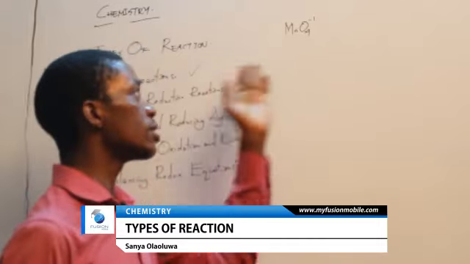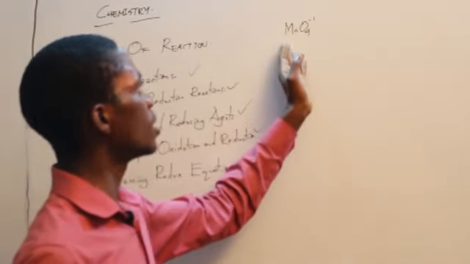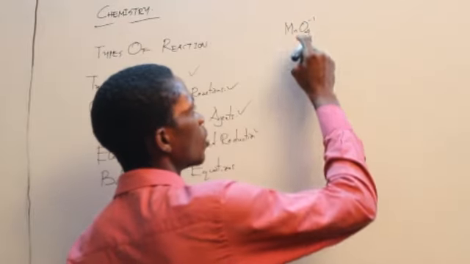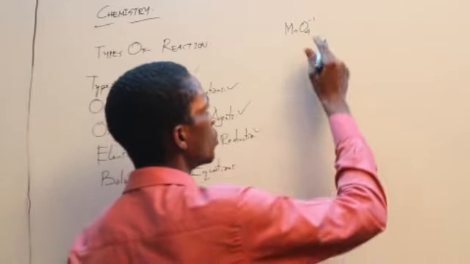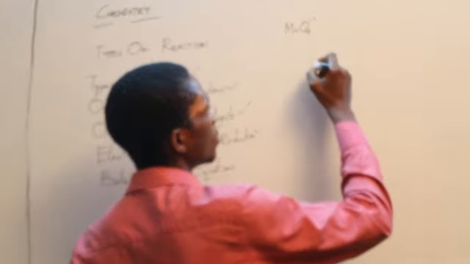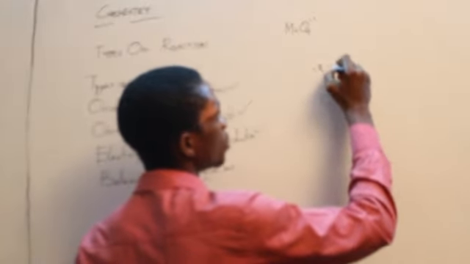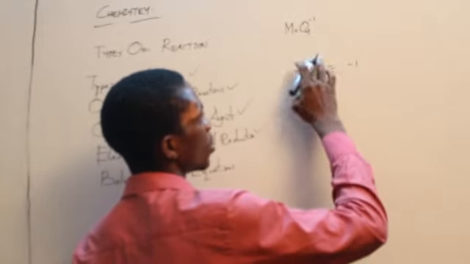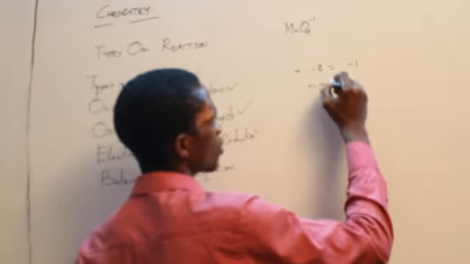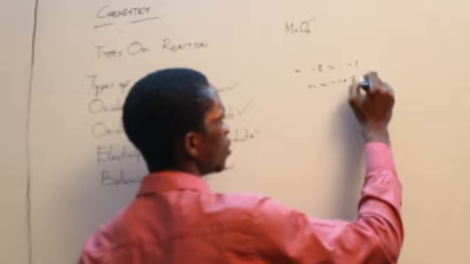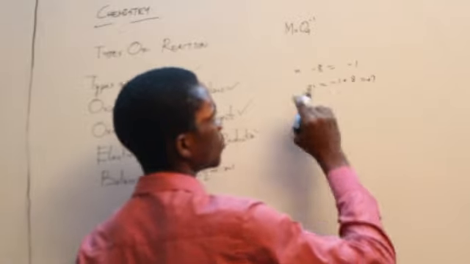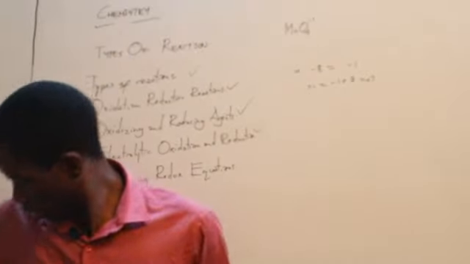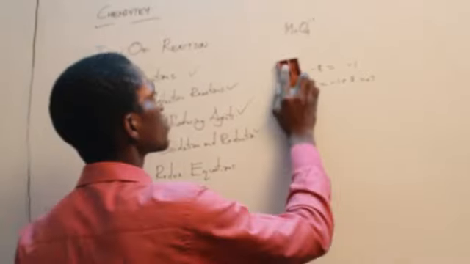So if you calculate the oxidation number of this compound, we know oxygen will always have an oxidation number of -2. -2 times 4 gives us -8, which should equal -1 plus x. So when -8 goes to the other side, x equals -1 plus 8, which is equal to +7. So this manganese at this point is +7.